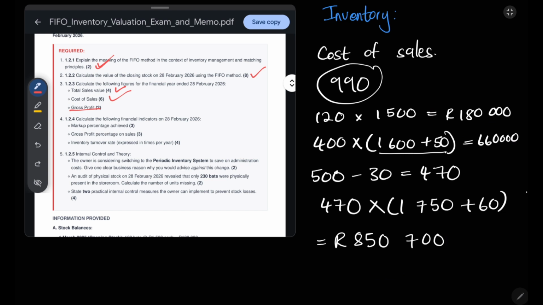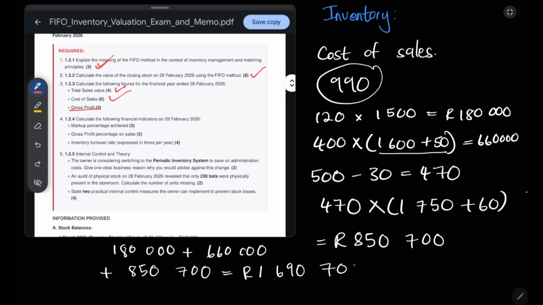So this will be 180,000 plus 660,000 plus 850,700, and your answer will be 1,690,700. Now that is your cost of sales. Now let's move to the next question.